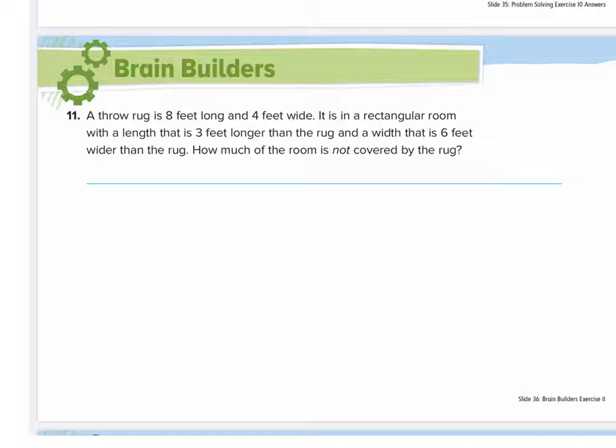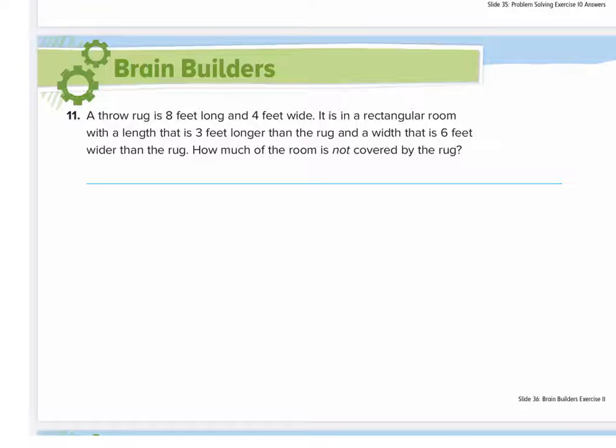A throw rug is 8 feet long and 4 feet wide. It is in a rectangular room with a length that is 3 feet longer than the rug and a width that is 6 feet wider than the rug. How much of the room is not covered by the rug?